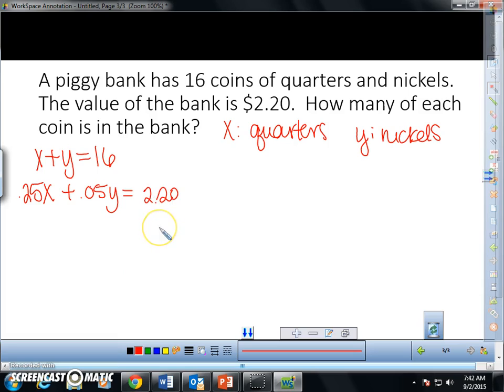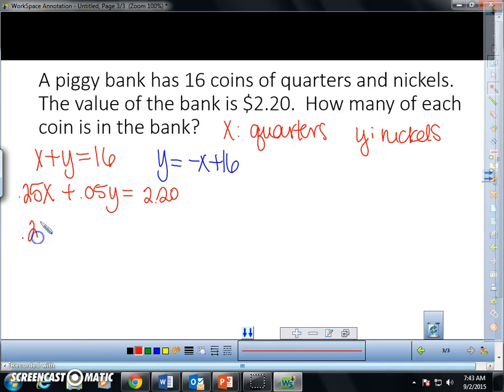And you want to make sure that when you're putting these in, you use the decimal form of that. It's really easy to say 25 and 5 for quarters and nickels, but make sure you're putting them in decimal form. So now, this one's probably easiest if we solve this first one for x or for y, and then we substitute into the other equation. If we solve this first equation for y right here, we have y is equal to a negative x plus 16.